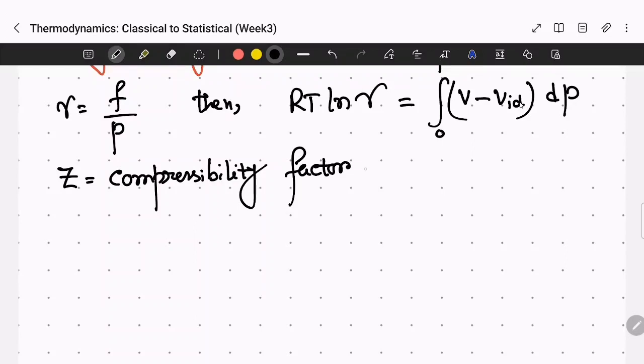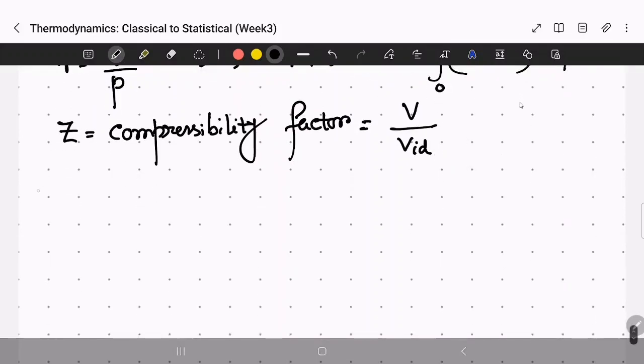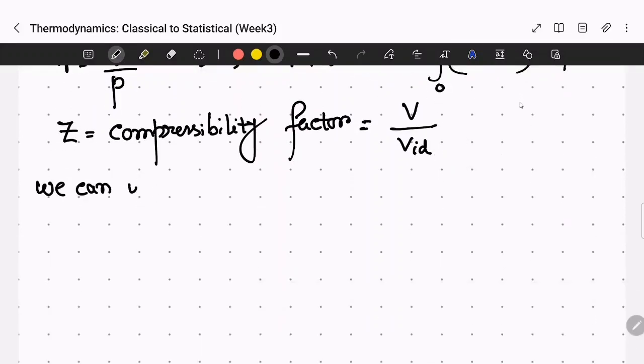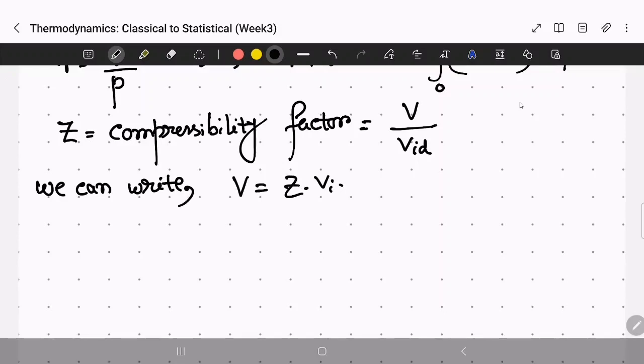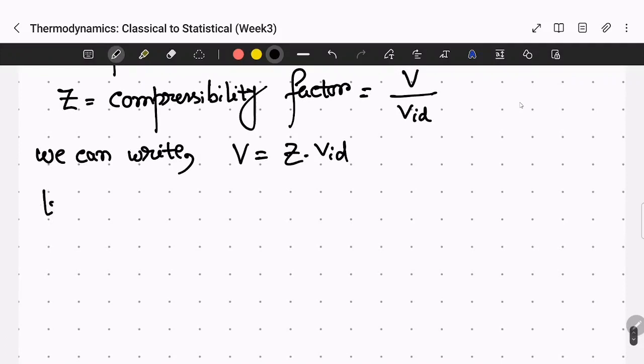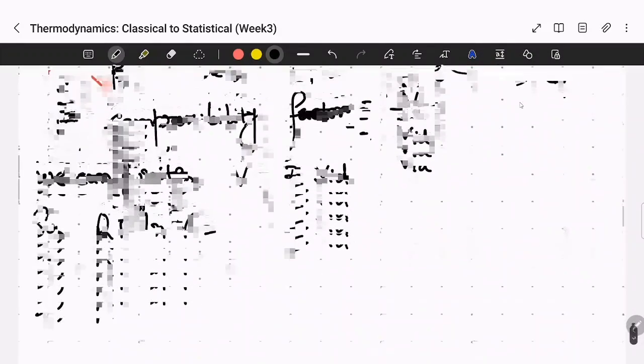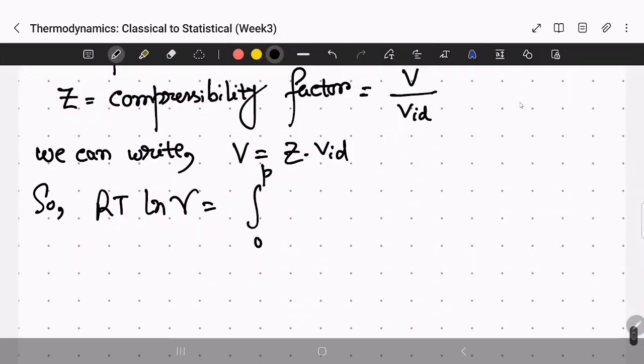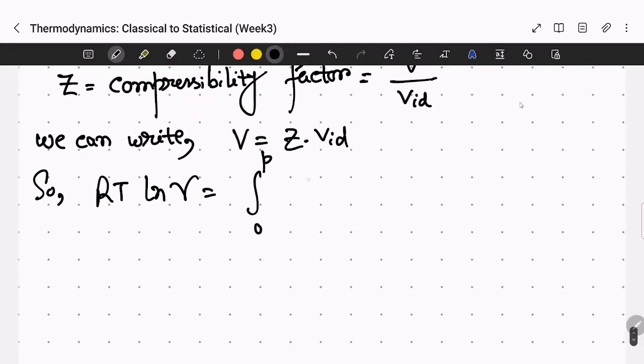Compressibility factor is defined as V real divided by V ideal. So we can write V is essentially Z into V ideal. If you put it, then RT ln gamma should be equal to the integration from 0 to P of V minus V ideal, that means Z into V ideal minus V ideal, into dP.